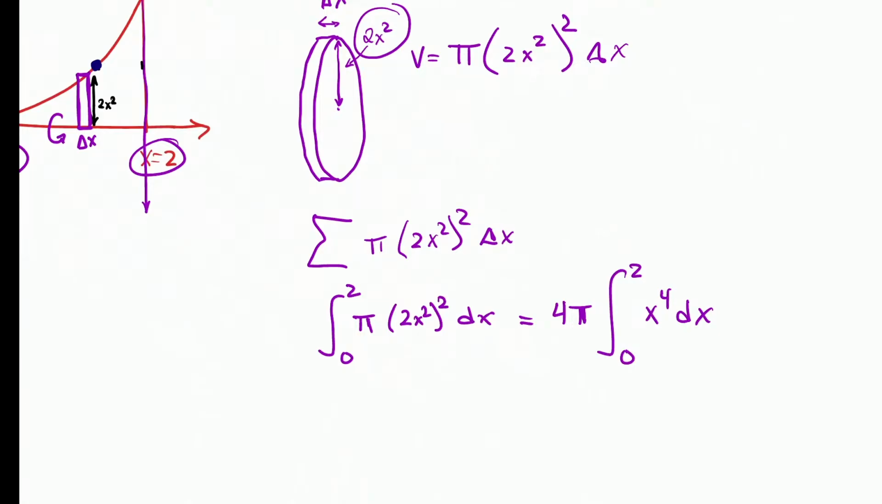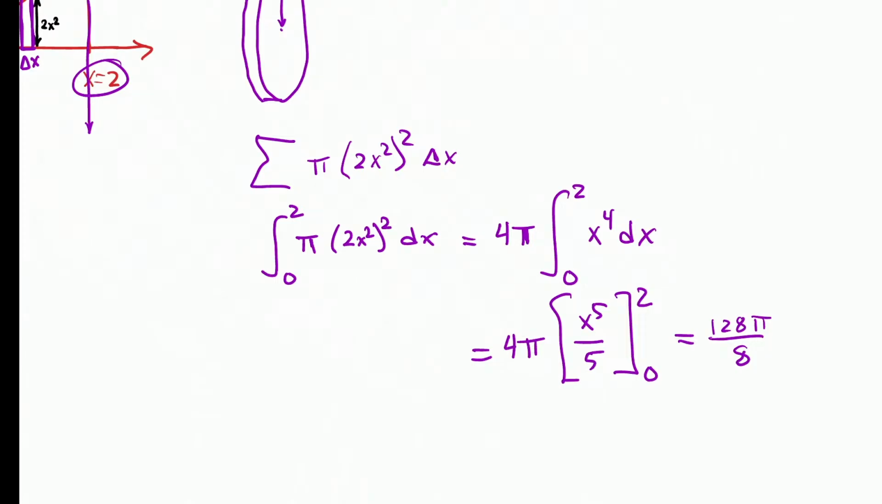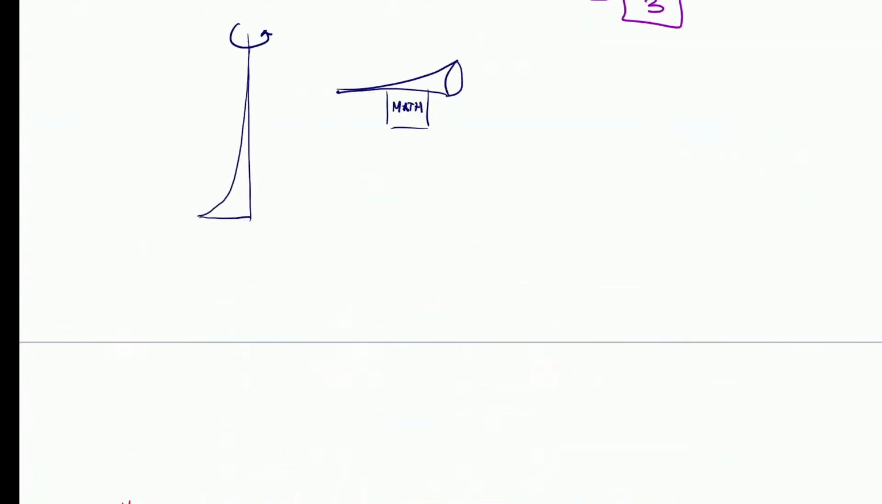All right, let's do this antiderivative. Hunter, what's the antiderivative of x to the 4th? Beautiful, 4 pi x to the 5th over 5 evaluated from 0 to 2. Very nice. And then we just have to plug this in. So I guess I'll just do it. 32. 32 times 4 is 128. So it's going to be 128 pi over 5, sorry, 5.